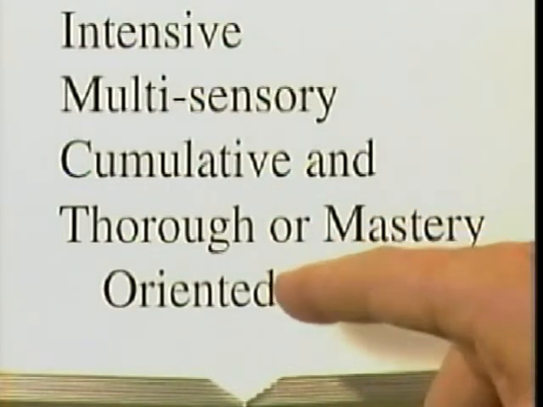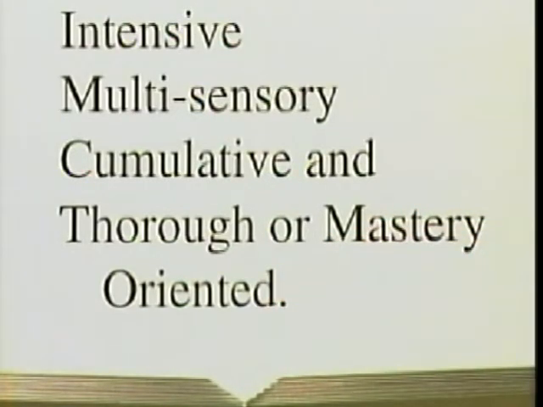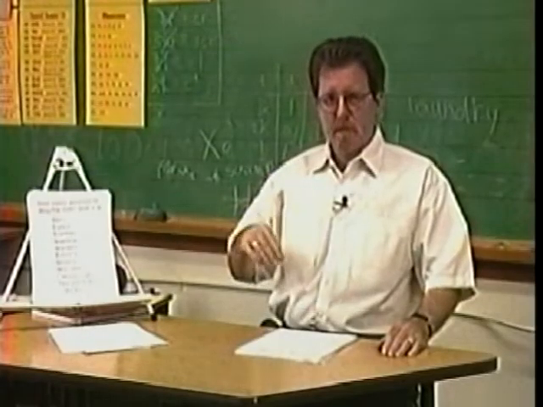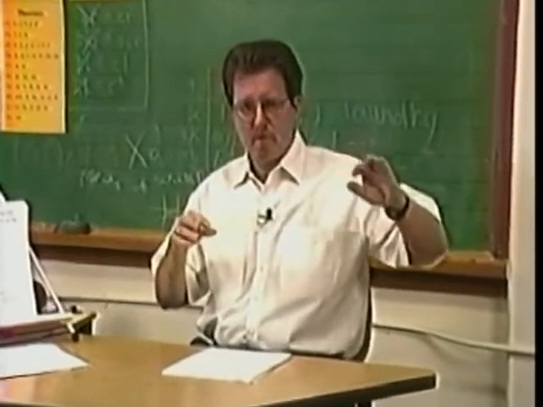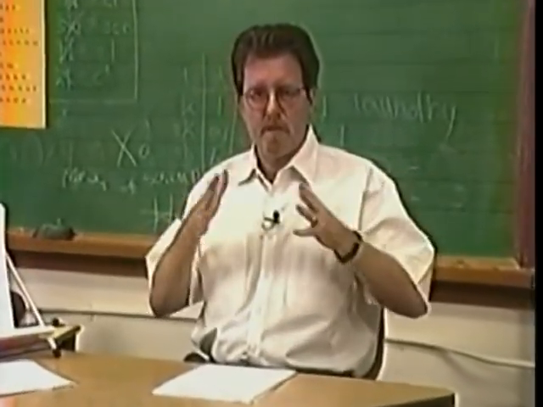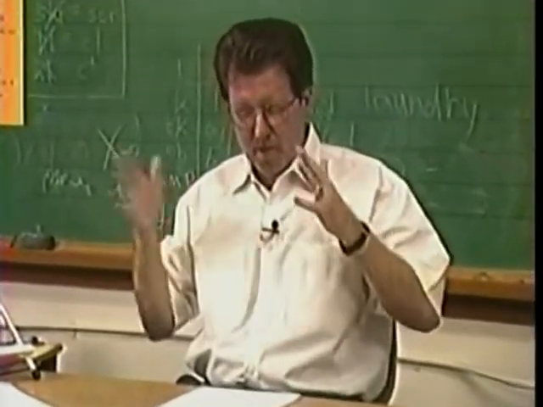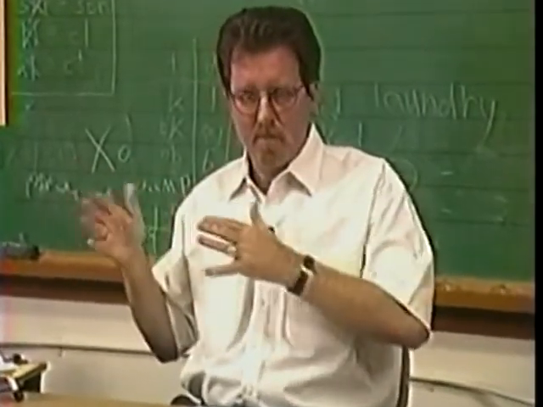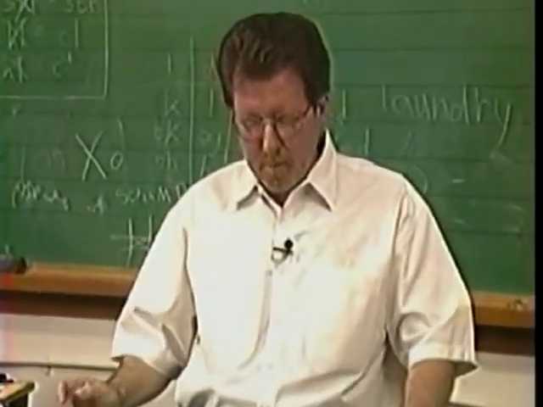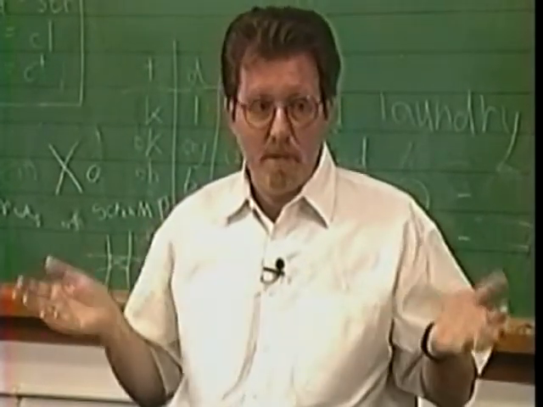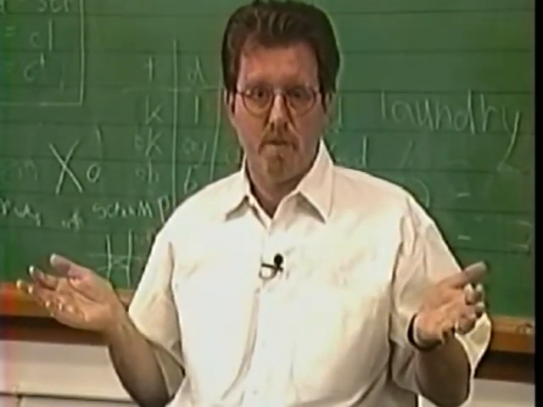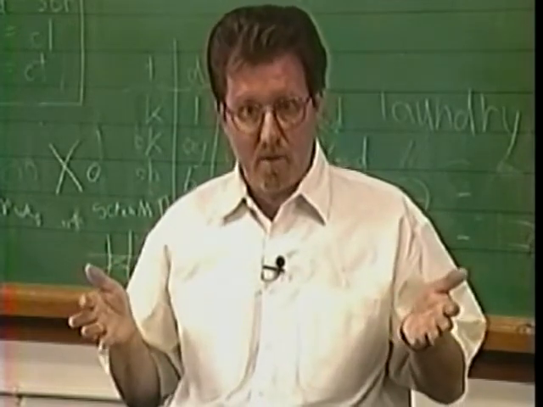And the last one is thorough instruction or mastery-oriented instruction. So what you do is, as you introduce new material, you continually review the material that you've already gone over, and you try to teach each lesson to mastery. And we'll talk a little bit about mastery later in this tape and what that means. If your students have not learned a certain set of words, it only means that you haven't gone over those words enough, that you need to stay on that lesson for a little while longer.